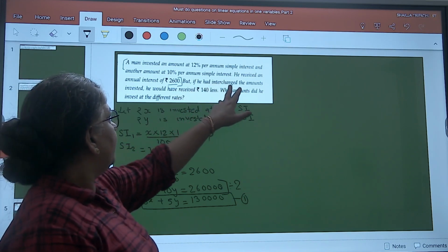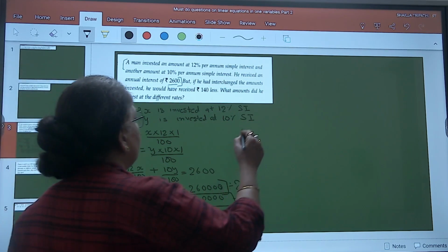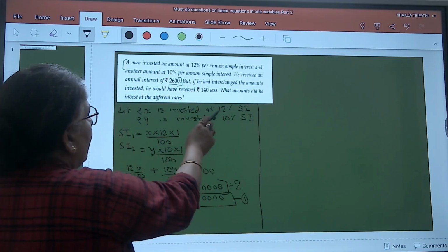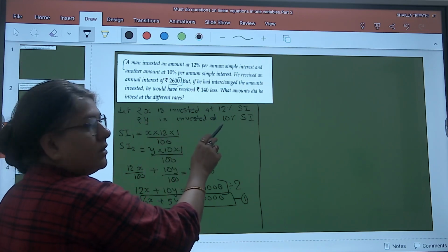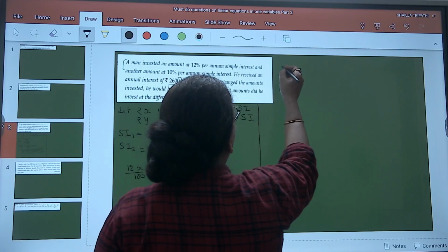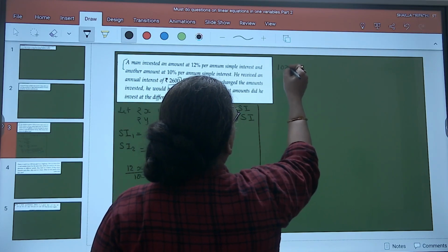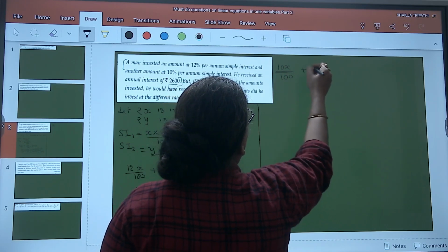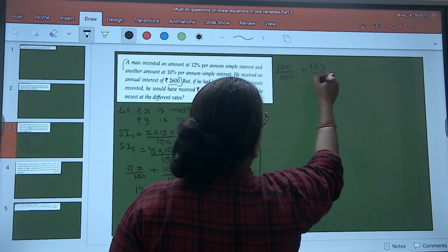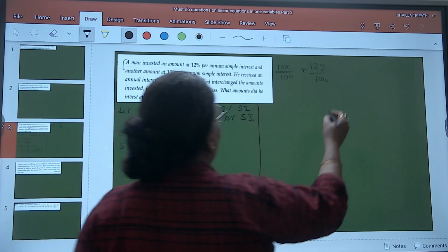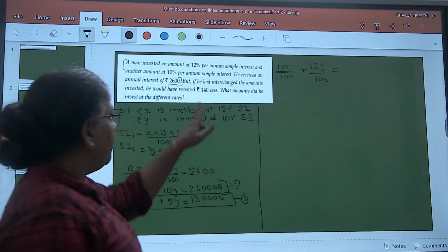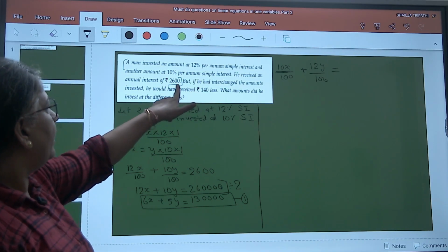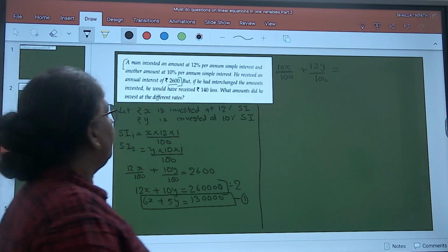Now let's see if he had interchanged the amounts. So if the amounts are interchanged, that is, now rupee x is invested at 10%, we get simple interest 10x upon 100 plus 12y upon 100. Now total interest is 140 less than this amount, 2600. So we'll subtract 140 from 2600. So we get 2460.